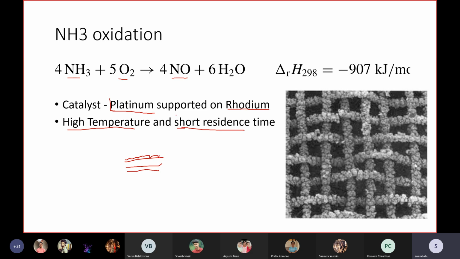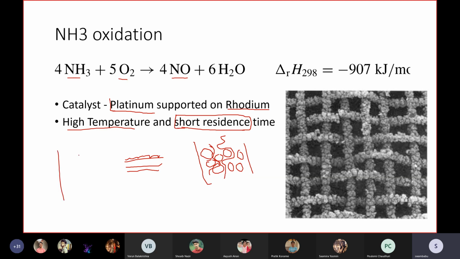Now, how to achieve this short residence time? If the catalyst is in the form of particles, we cannot achieve short residence time because we have a tortuous path. If you have a packed bed catalyst, we always have a tortuous, zigzag path. A zigzag path means we cannot achieve the short residence time.